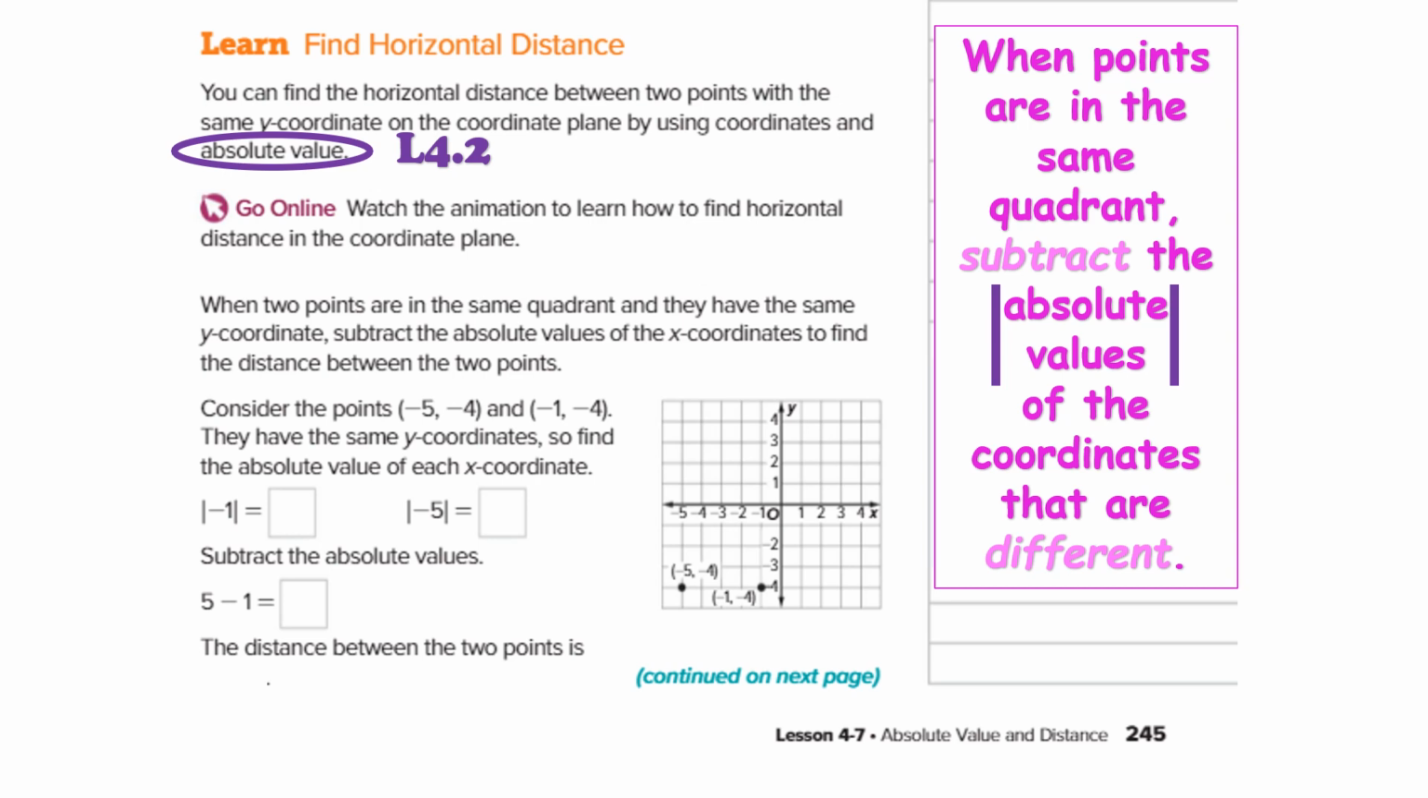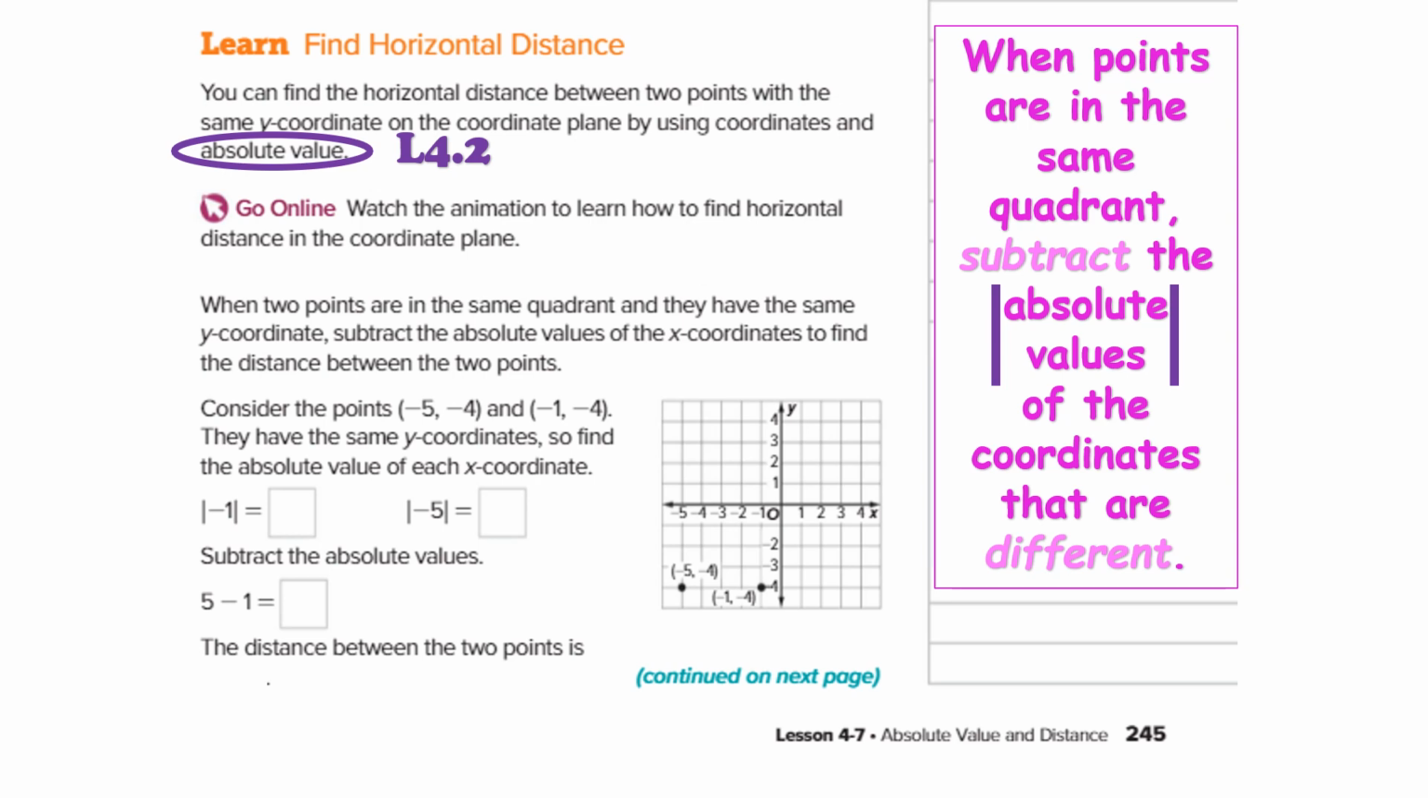As I was talking to some students today, and I asked if they wrote down the key points to the lesson, they're like, no, I didn't for lesson 4.6. So please write down these notes as we're going through them, because these are the keys to understanding how to do this math. When the points are in the same quadrant, so they're both going to be in quadrant 1 or quadrant 2 or quadrant 3 or quadrant 4, that's what it means, then I'm going to subtract the absolute values of the coordinates that are different.